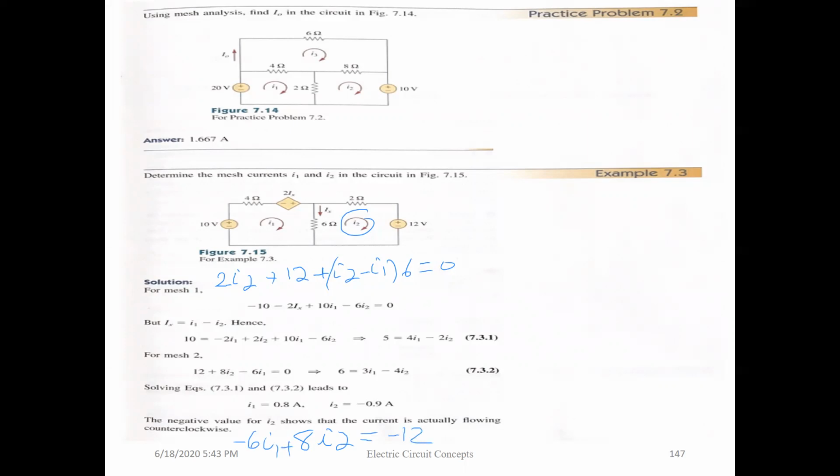So the 12 goes to the right hand side. We change the sign because it was a plus. And then we have 6i2 plus 2i2 is 8i2. And then we have negative 6i1. So this is the second equation. And again, we could use one of those techniques to find the i1 and i2.